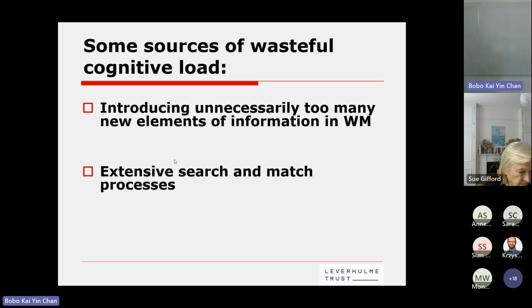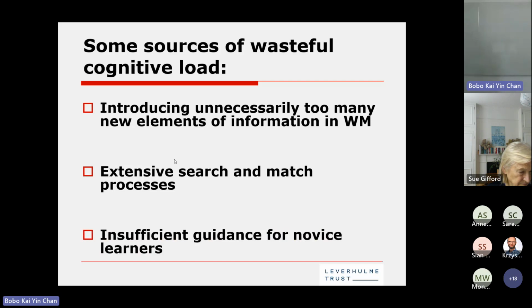Other things, which we will talk about when we discuss problem solving later today, are things that require extensive search and match processes. It may not be directly relevant to the learning, but students are required to do some searching, matching some elements in one part of the instruction with another part of the instruction and so on. Those types of activities consume cognitive load, consume working memory capacity, but might not be directly relevant to learning, therefore they would be extraneous. That would produce some source of extraneous cognitive load.